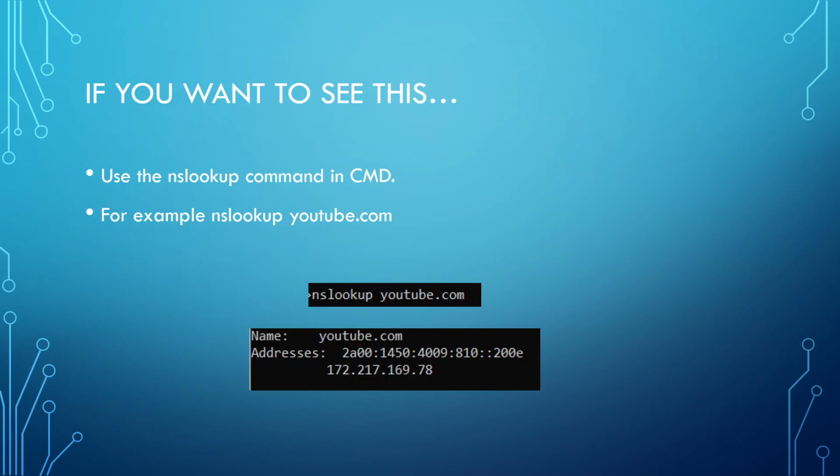Now, if you want to see the actual DNS process in action, you can just open a command prompt on your Windows machine, or on your Linux machine it's going to be a terminal, and you can simply type in the command nslookup and then the host name of the website. So this could be google.com, facebook.com, youtube.com, etc. Essentially, what that will return is that this server, which has the name youtube.com, actually has the IP address 172.217.169.78. That's the process your computer follows when you type that in on your web browser.